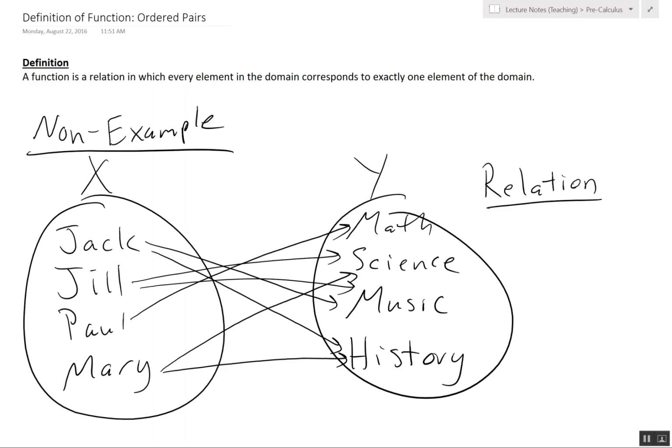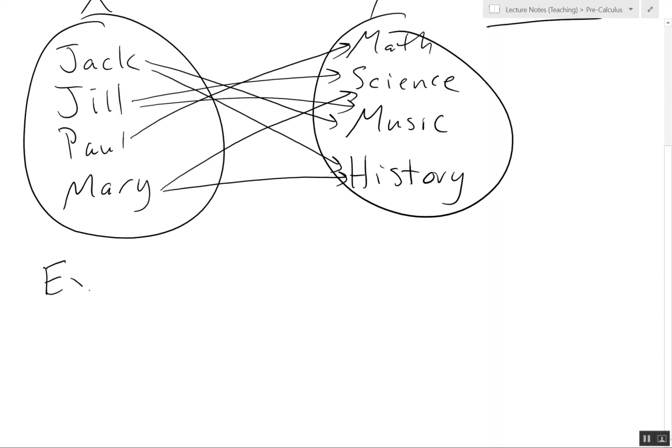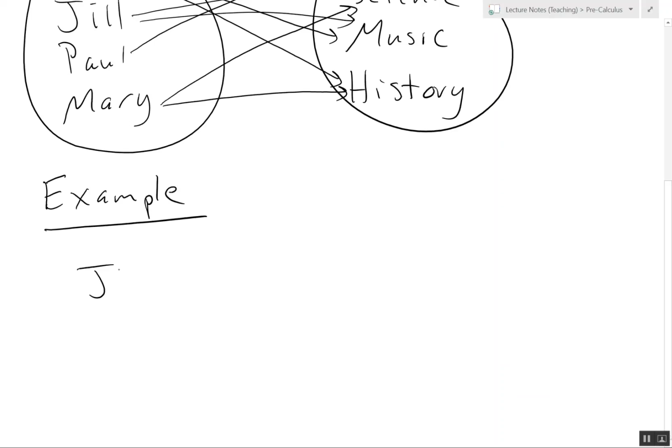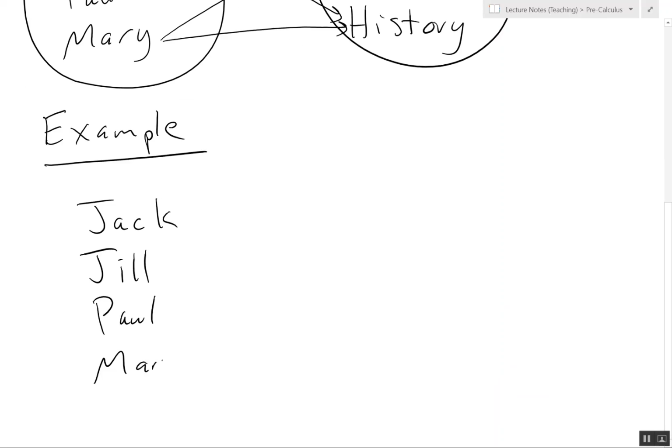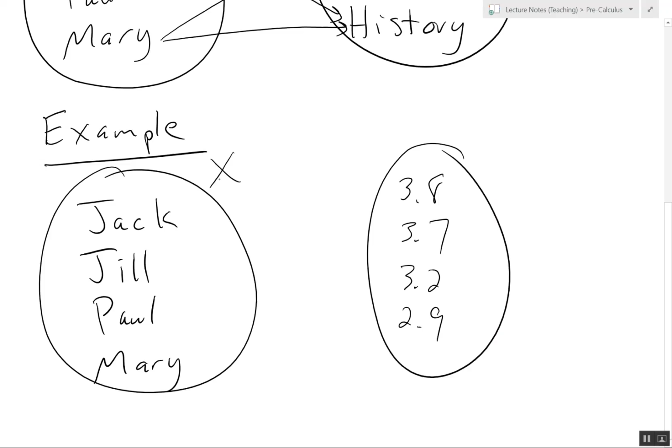A good example of a function is GPA. So let's look at an example using our same people. So we'll have Jack, Jill, Paul, and Mary. And this time we're going to associate their GPA to them. So let's say this semester they got a 3.8, a 3.7, a 3.2, and a 2.9. So they didn't do quite as well last time. So this is my set X of people, my set Y of GPA.